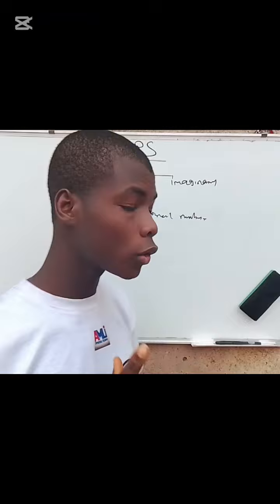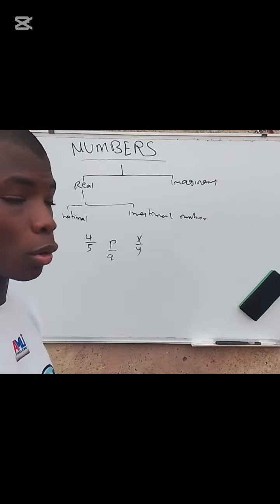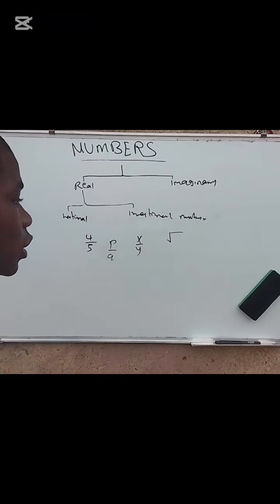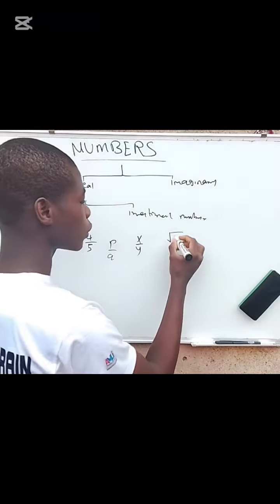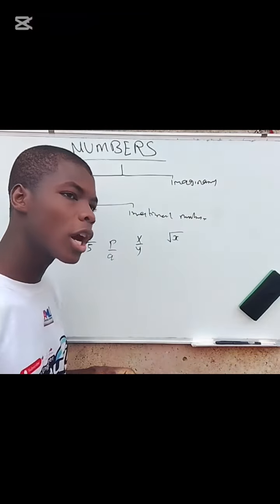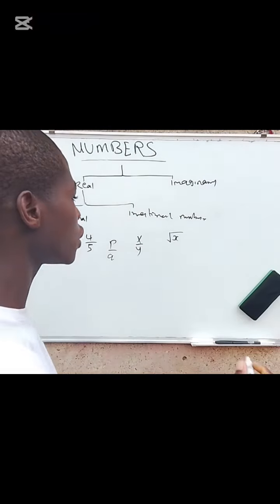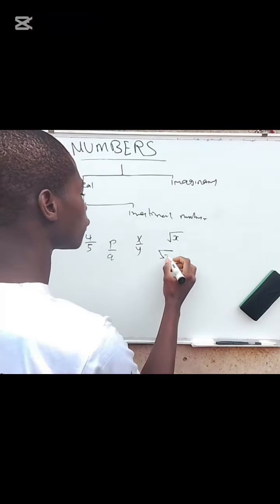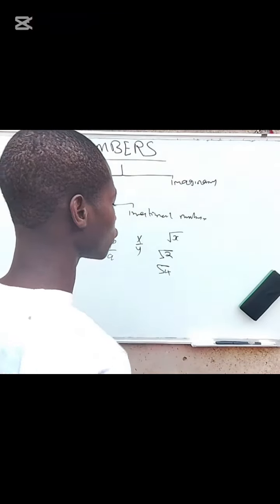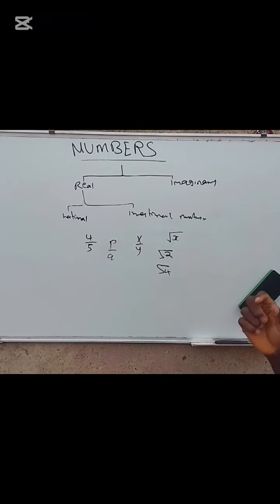But what are irrational numbers? From the word irrational, maybe we can say it is an opposite, but irrational numbers are numbers that are in square roots. Let's say we have the square root of x. The square root of x is an irrational number. And therefore also the square root of 2, and then square root of 4, they are irrational numbers.